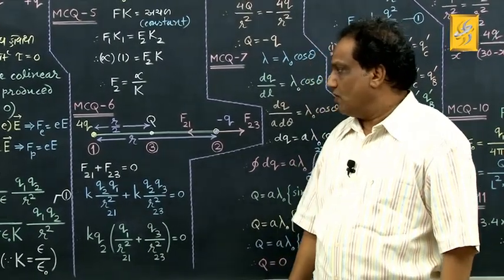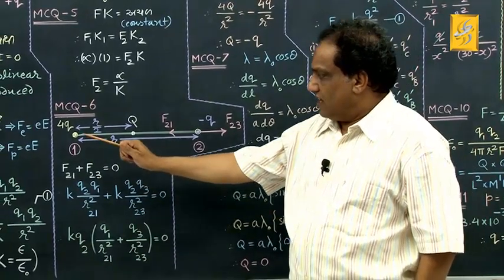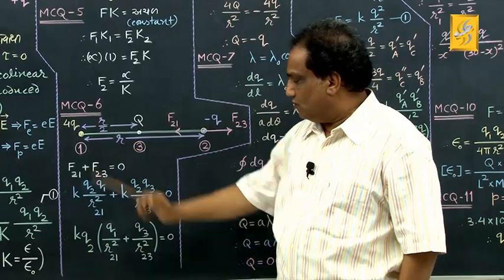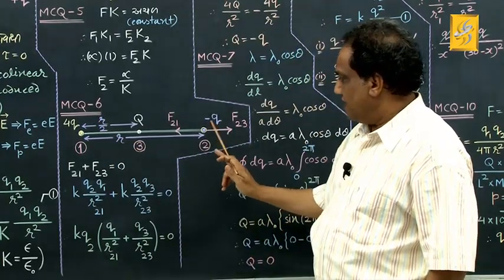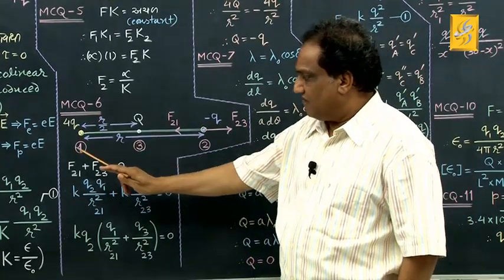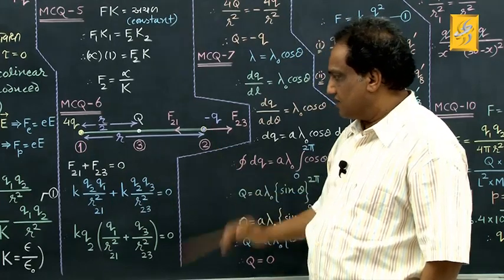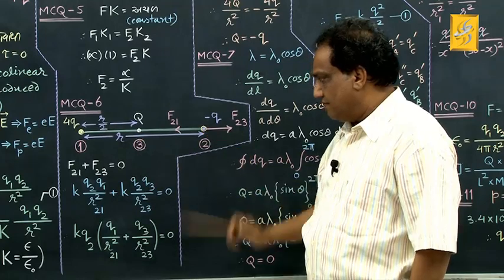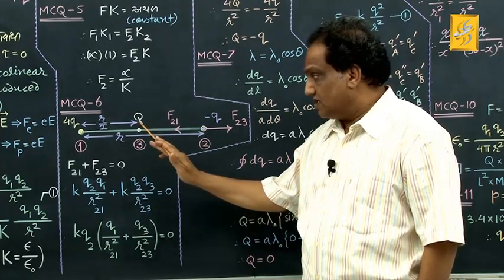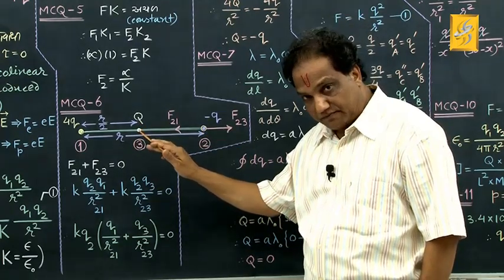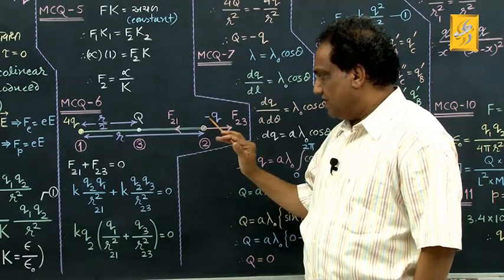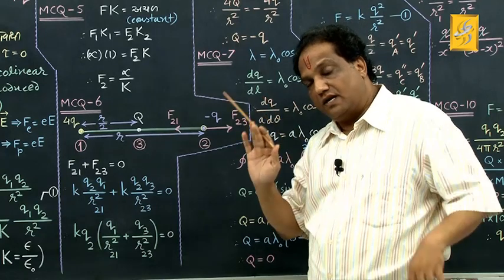We are given 2 point charges. One is 4q, another is minus q. Let this be the first charge, let this be the second charge. Now, along the line segment joining them, we are placing a third charge exactly at the midpoint, such that this charge, which is minus small q, should remain under equilibrium.